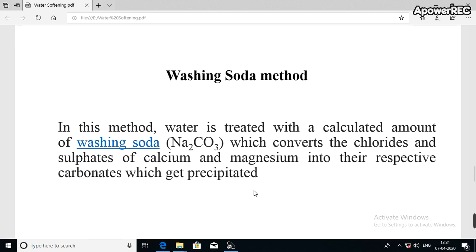Next up is the washing soda method. Here in this method, we use a calculated amount of washing soda, that is Na2CO3, where Na comes into the picture in removing these Ca++ and Mg++ ions.